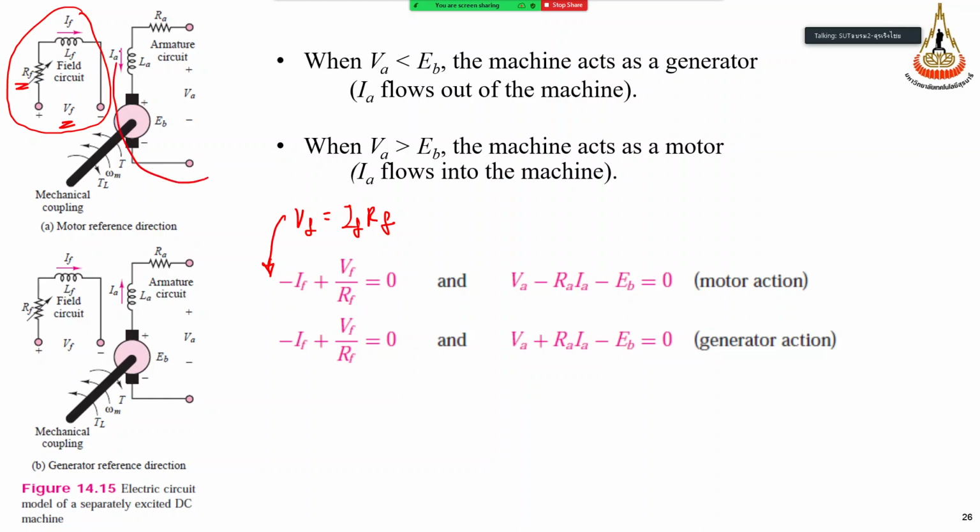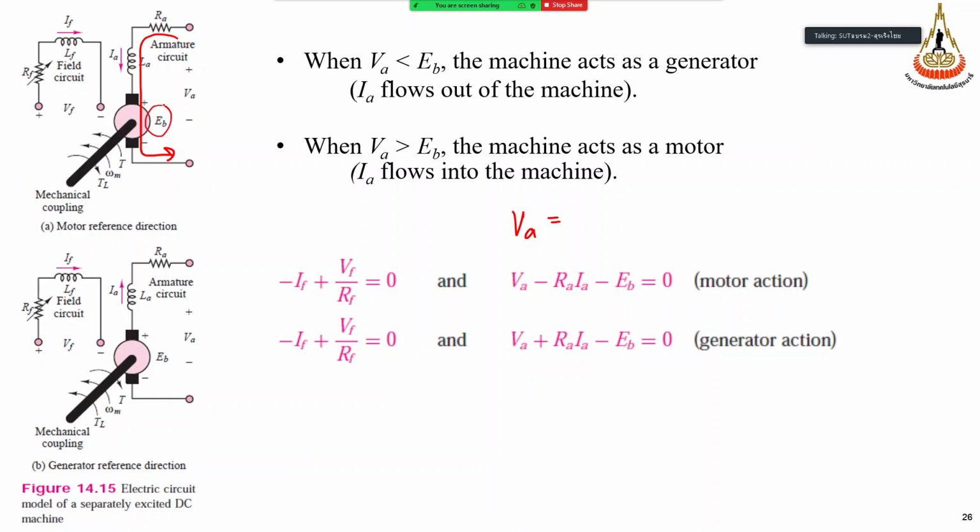And for this formula, for motor action, the current flows in this direction, right? Current flows into this machine. So by KVL, the equation will be VA equals EB plus IA RA, right? So we can rearrange into this equation.